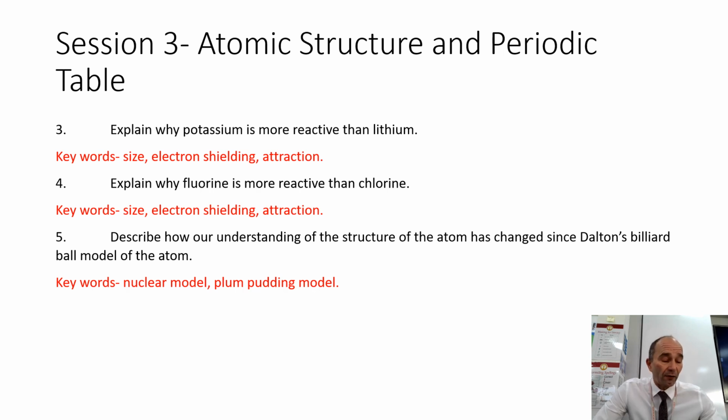And then the fifth activity is to describe how our understanding of the structure of the atom has changed since Dalton's billiard ball model of the atom all the way up to Chadwick's model. So don't forget, Dalton with his billiard ball model, you're going to be talking about the plum pudding model and then the nuclear model, and like I said, finishing with James Chadwick's work.